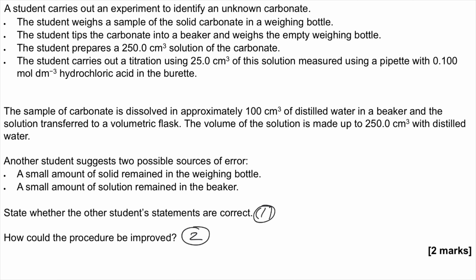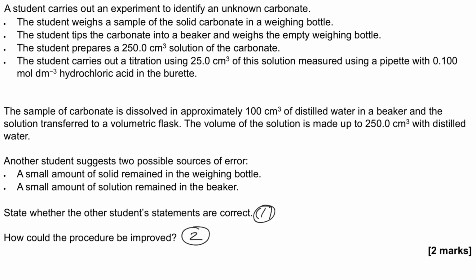A small amount of solution remained in the beaker. Okay, so this is a correct statement. And the reason this is correct is because they didn't rinse. The student didn't wash the beaker and then add the washings to the 250 centimeter cubed solution of the carbonate, which leads us very neatly on to how could the procedure be improved. Well, the student needs to rinse out the beaker with distilled water and transfer that to the volumetric flask before they make it up to 250 centimeters cubed.